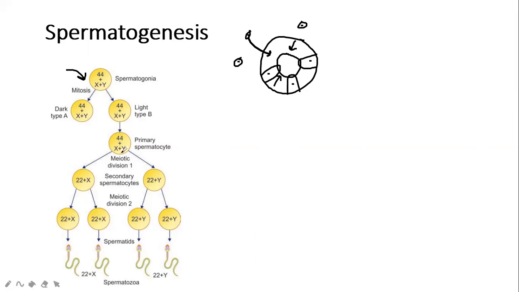And then lastly, we have what we call a primary spermatocyte, and this will divide by the first meiotic division into a secondary spermatocyte, right?